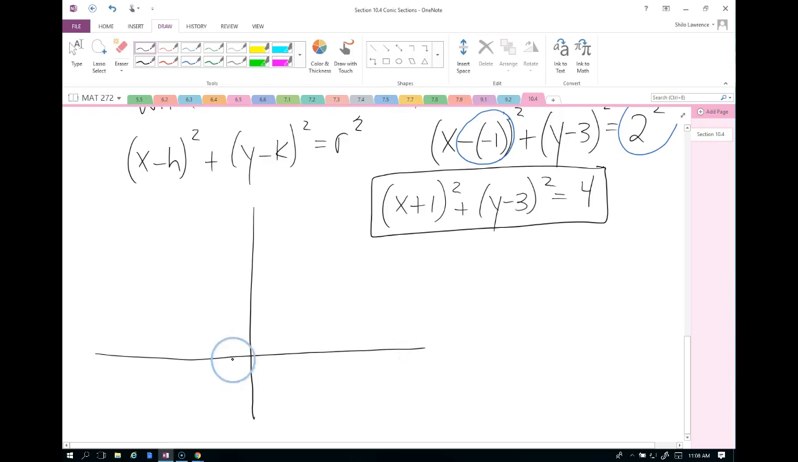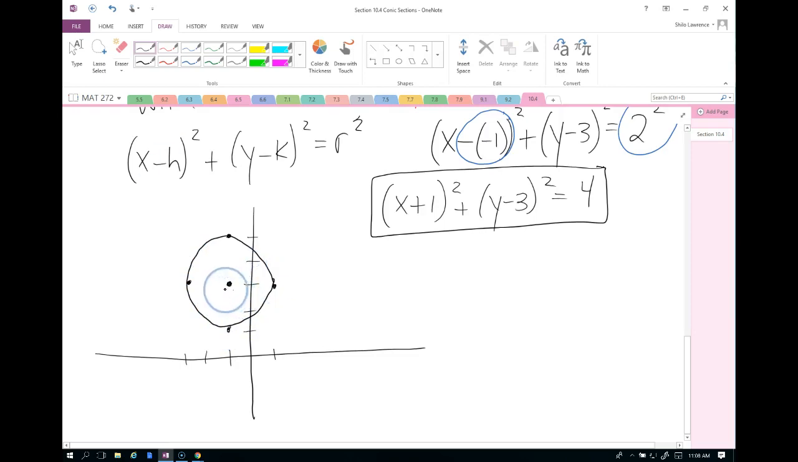We said the center is at -1, 3. And then we have a radius of 2. So from that point, we can go up 2, we can go down 2, we can go left 2, and we can go right 2. The radius is the distance from the center to the edge in any direction.